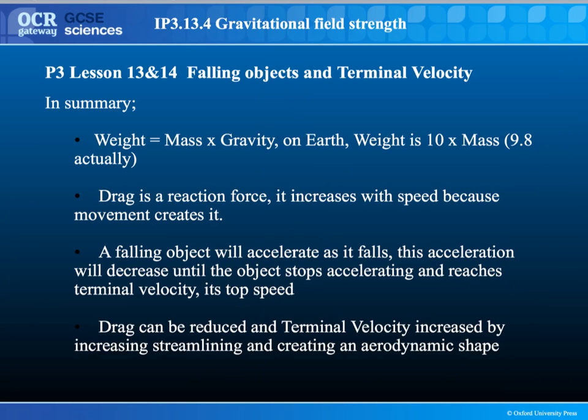So, in summary, weight is equal to mass times gravity. On Earth, that's basically 10 times the mass is equal to the weight, or actually 9.8. Drag is a reaction force. It increases with speed because movement creates it. Falling objects will accelerate as they fall. Acceleration will decrease. It will continue to get faster, but the rate of increase in speed will slow until the object stops accelerating and reaches its terminal velocity, its top speed. And we can reduce drag and terminal velocity by increasing the streamlining of the shape, by creating an aerodynamic body.